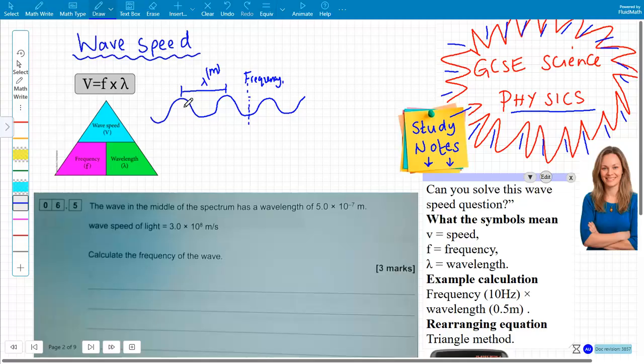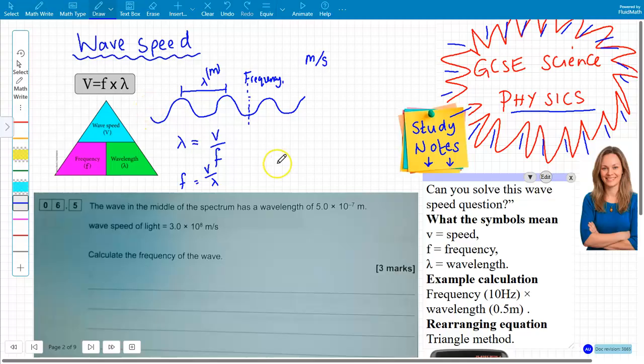Wave speed, same as speed normally, is measured in meters per second, just like if you were working the speed of anything out. So if we want to work out the wave speed, we have to multiply these two. If we want to work out the wavelength, we have to divide the wave speed by the frequency, and if we want to work out the frequency, we divide the wave speed by the wavelength.